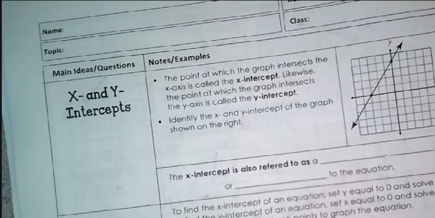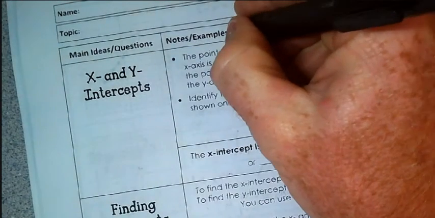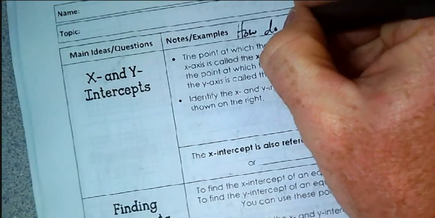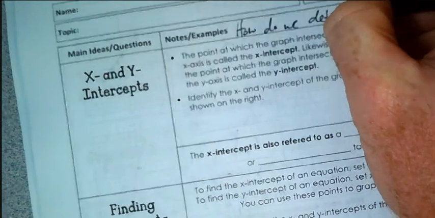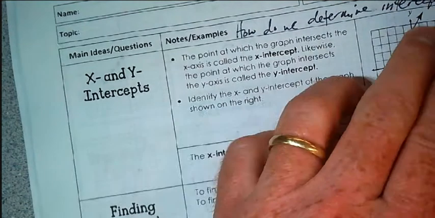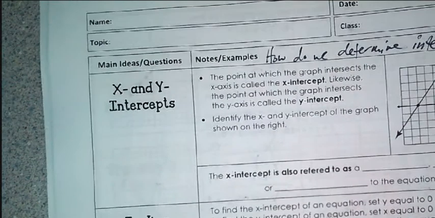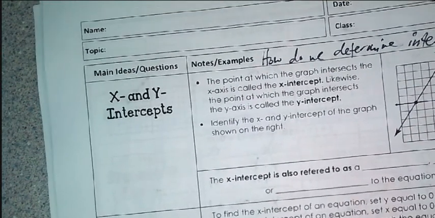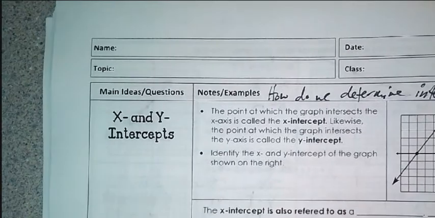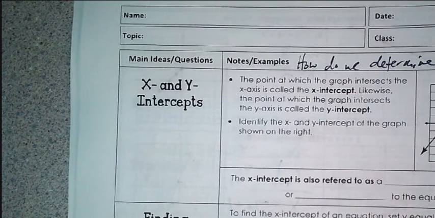So with x and y intercepts, the question is, how do we determine intercepts? Now, in terms of definition, the point at which the graph intersects the x-axis is called the x-intercept. Likewise, the point at which the graph intersects the y-axis is called the y-intercept.